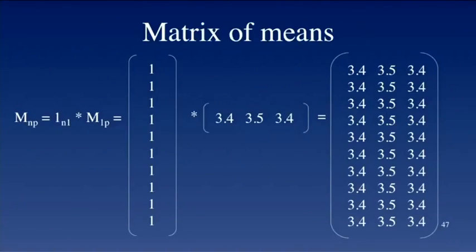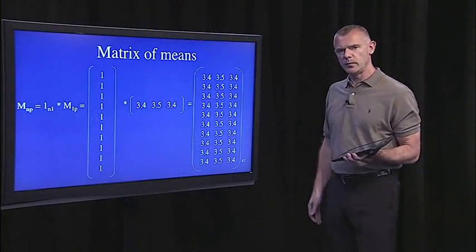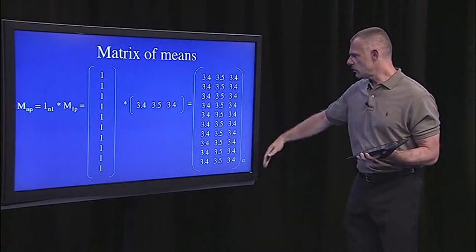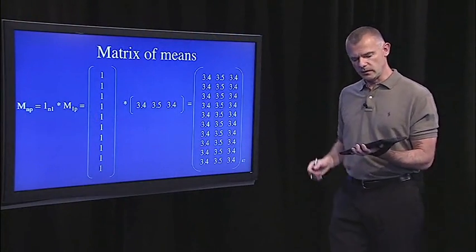Now I can create a whole matrix of means. I want this matrix to be of the same size as the original data matrix. So what I'm doing is pre-multiplying by a column vector of 1s. Another fancy step to create this big matrix that gives me each column a mean.